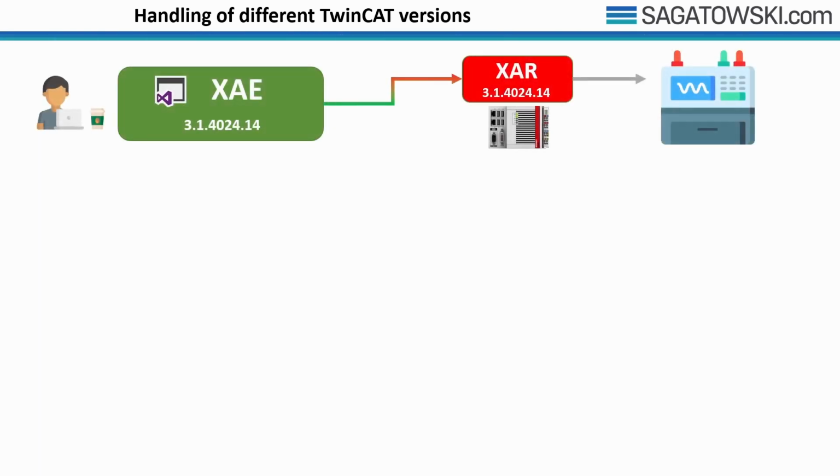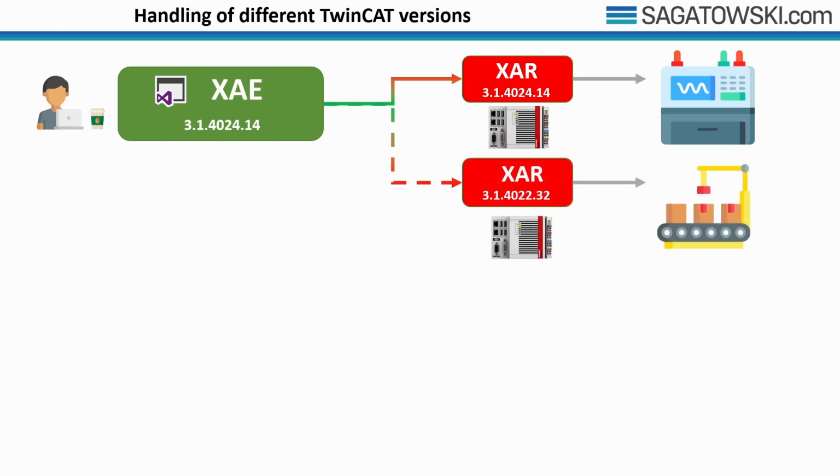We've so far only worked with one version of TwinCAT, which is 3.1.4024.14. This is the version that we've been running both on the development machine, the XAE, and on the target machine, the XAR. Now let's imagine for a moment that we're developing the software to be running on a machine which is running the XAR for the same version of our XAE. All would be fine maintaining that machine, as the version of the XAE and XAR are matching.